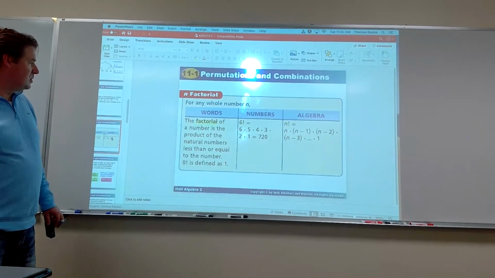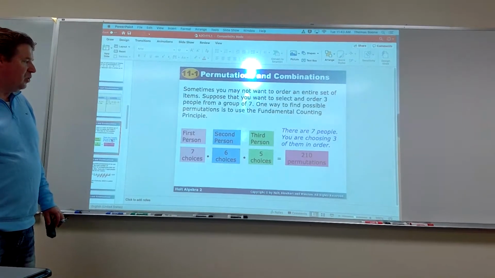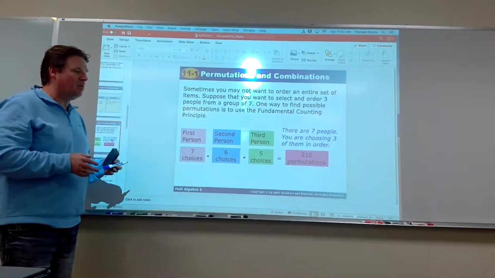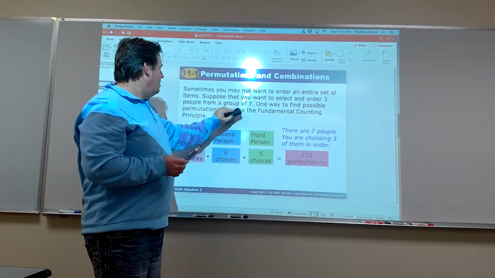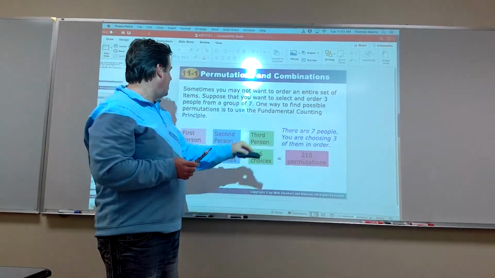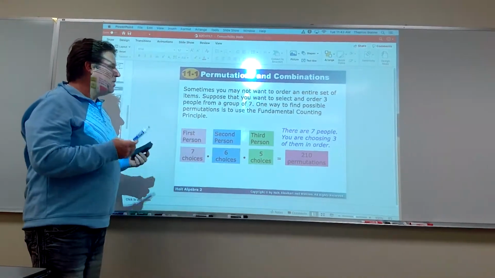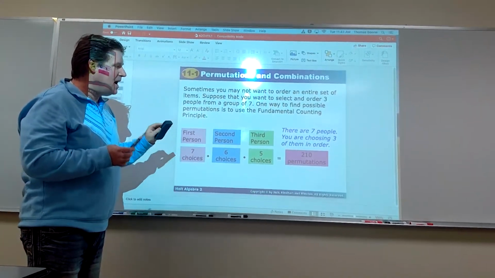What we're going to do is show you exactly how to do that in just a minute. Let's get into a certain situation here, and then we'll show you calculator-wise how to do this. If you had 7 people in a group, but you wanted to select 3 and order them in a certain way, again, you're choosing a permutation. Now the question is, how do you get there?